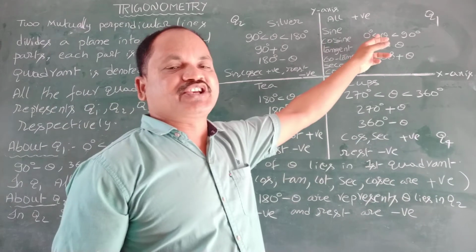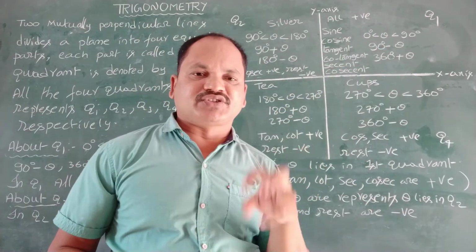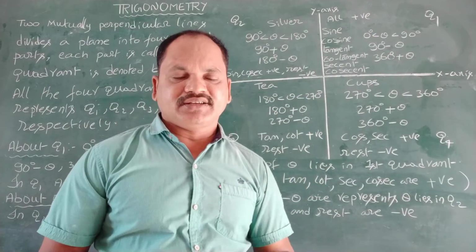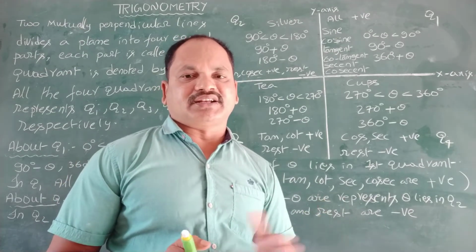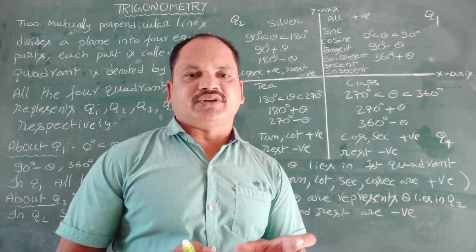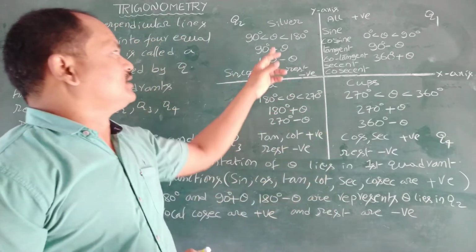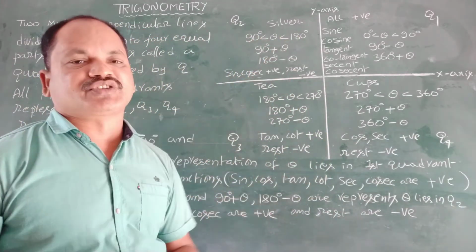Here theta is an acute angle. If theta lies in the first quadrant, then it is an acute angle. The premises there is 0 less than theta less than 90. In between 0 to 90, acute angle. In between 90 to 180, obtuse angle.